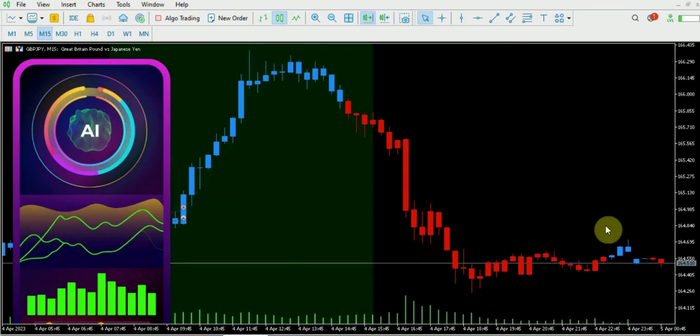And so there you have it, guys. That's an introduction to our super amazing indicator here, our uGenesys AI indicator.